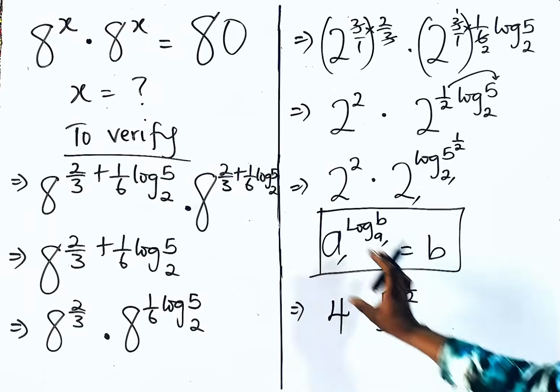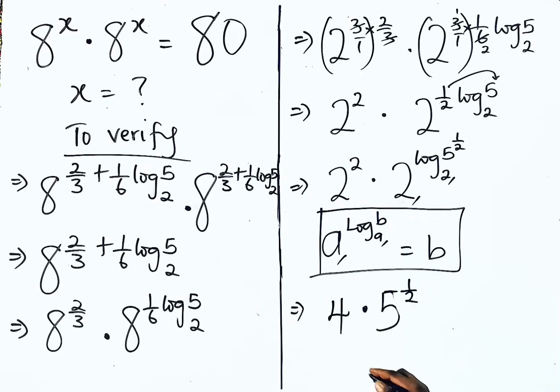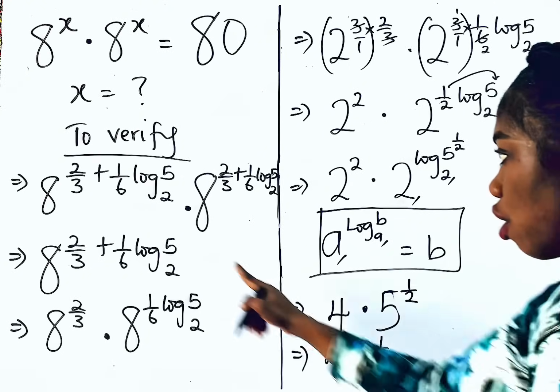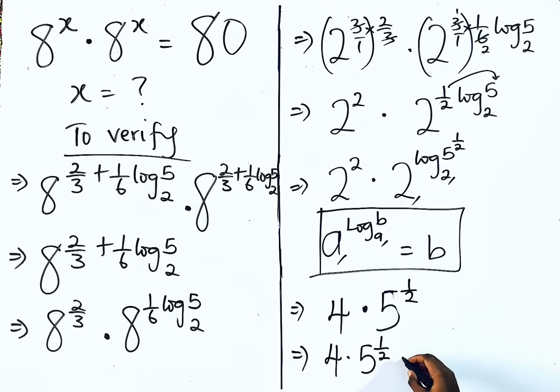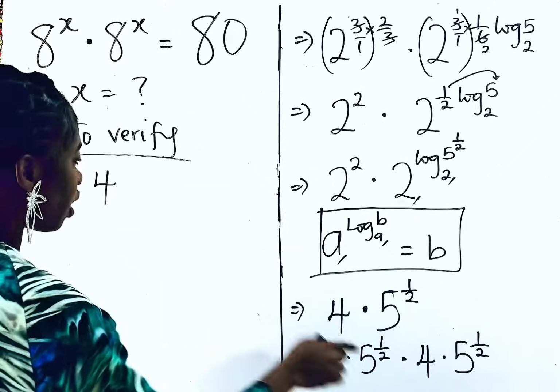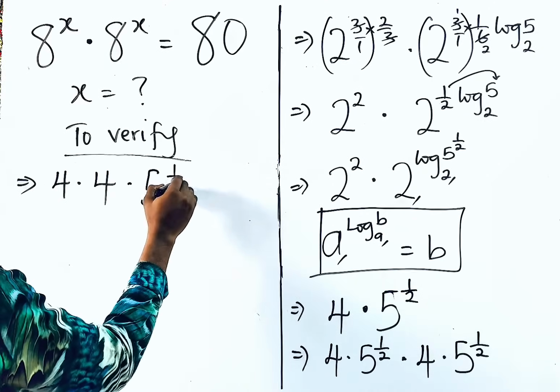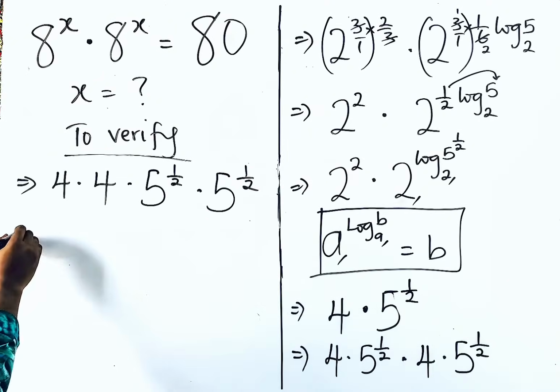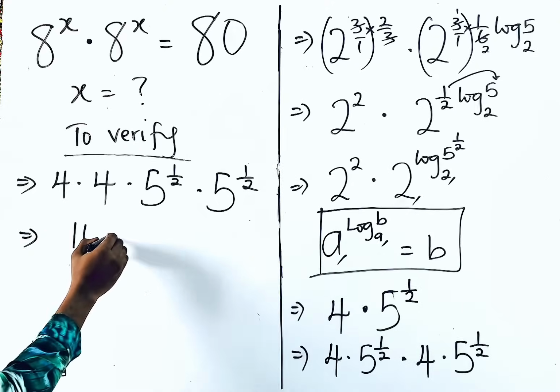So we're going to return it. Remember, this and this are the same. So if you simplify, we have 4 multiplied by 5 to the power of half, for this, multiplied by this same value. Okay, so we have 4 multiplied by 5 to the power of half. Interesting. So if you keep simplifying, we have 4 multiplied by 4, then we have 5 to the power of half multiplied by 5 to the power of half. So 4 times 4 will give us 16.